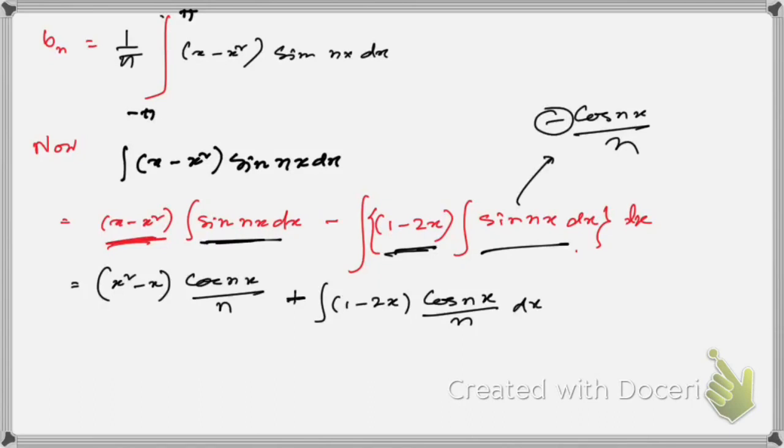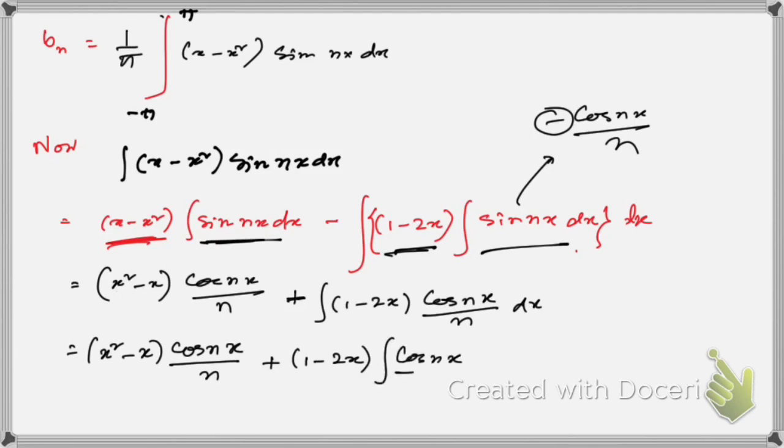Now again, if you integrate using integration by parts, then here you will get cos nx by n plus, this is the first function, 1 minus twice x, then integration of cos nx by n, that's going to give you sine. Integration of cos nx dx is sine nx by n. Because of this minus, that's going to be your n squared, right? So instead of writing this, let me write here directly sine nx by n squared.